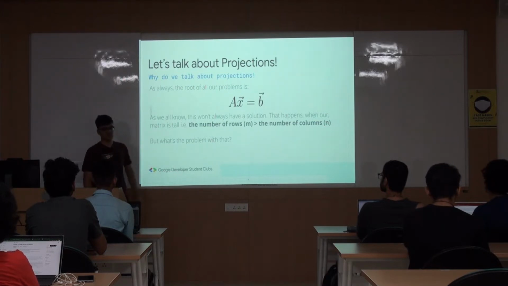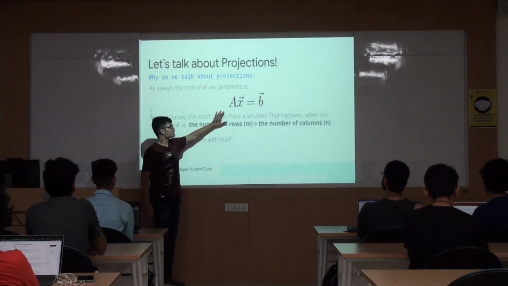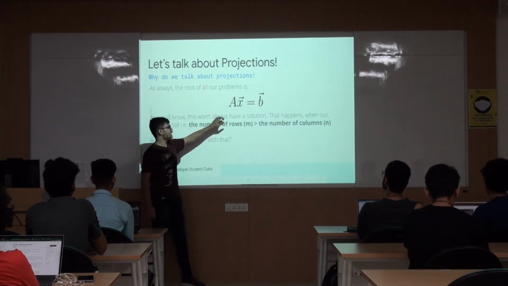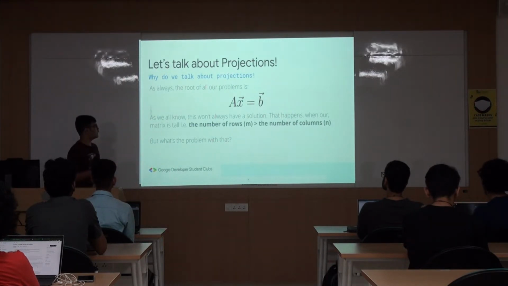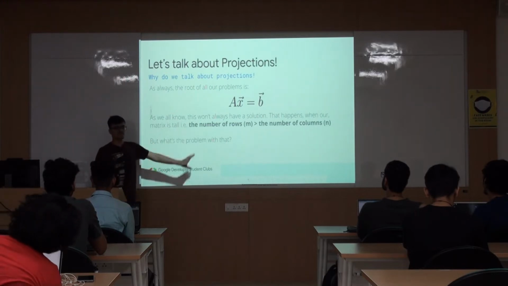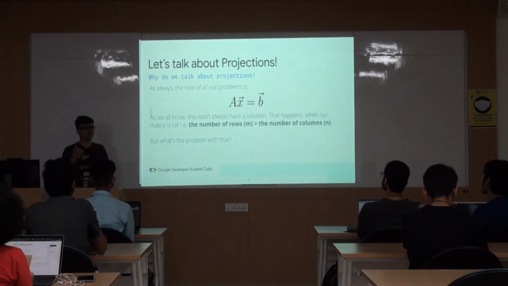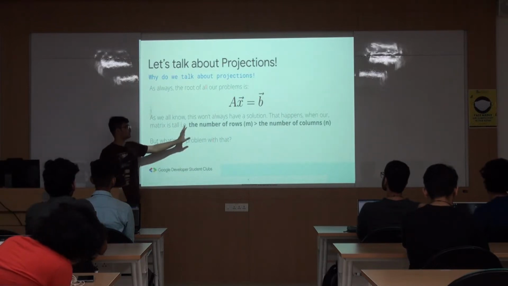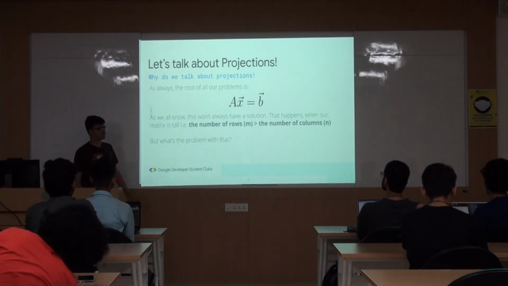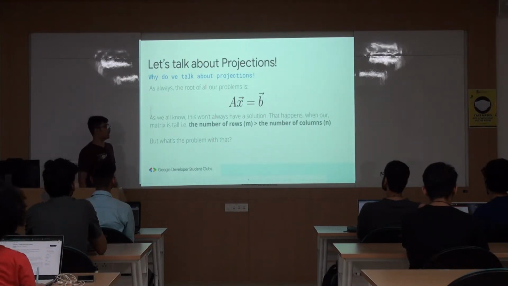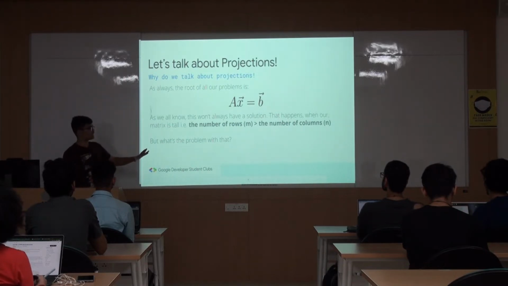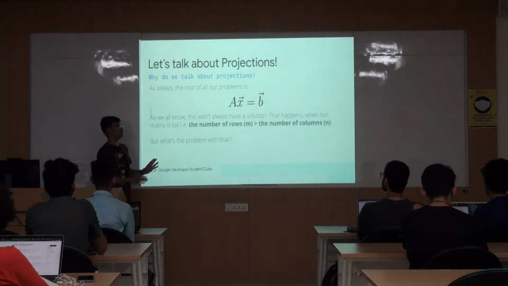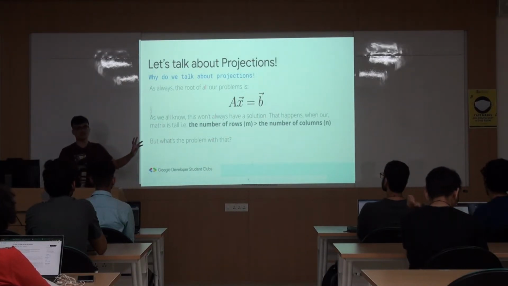So we come back to this equation Ax equal to b, where A is a matrix of m cross n, x is a column vector, and similarly b is also a column vector. And we know that this always represents a system of linear equations, and we try to find a solution for x such that this equation is satisfied. But we know that this is not always solvable, and we will see the case where A is a tall matrix. Tall as in the number of rows is greater than the number of columns, so it looks tall. So we'll look at that case and we'll see in what cases this equation might not be solvable.